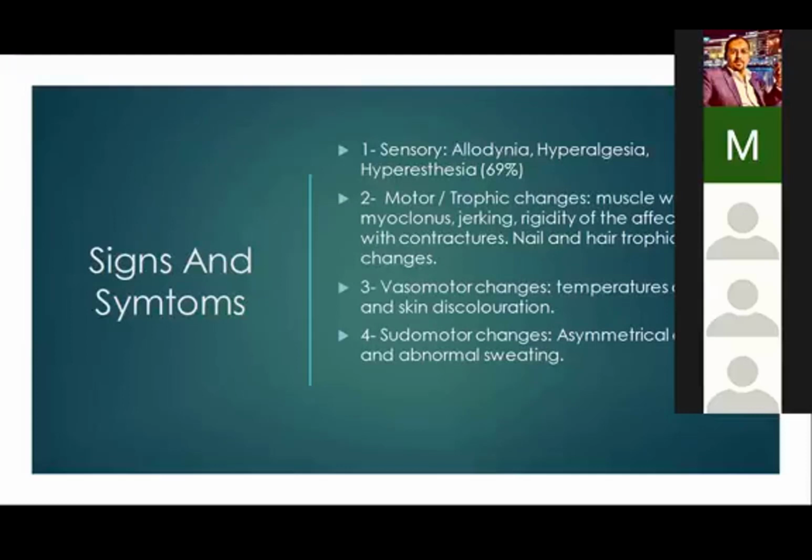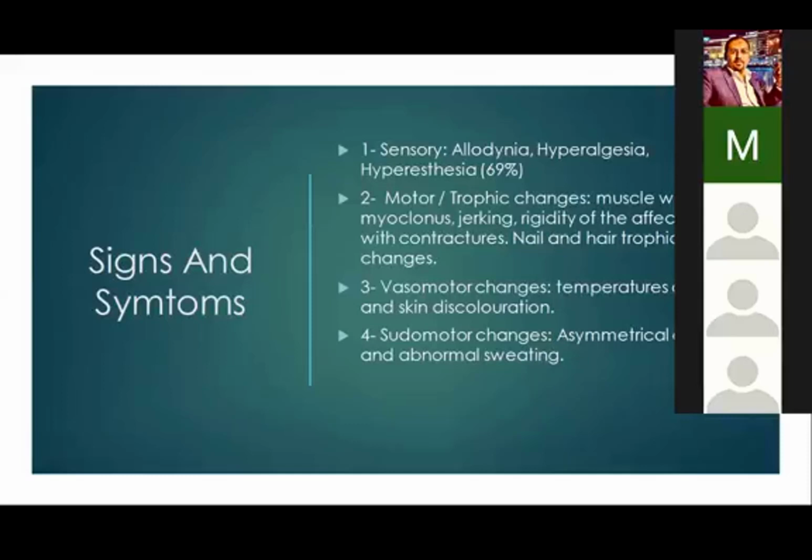Regarding the signs and symptoms that I have mentioned, there are actually 4 categories. Sensory, which includes allodynia. Allodynia means normal touch, which normally doesn't cause pain, will cause pain in CRPS syndrome. There is hyperalgesia as well, which is increased sensitivity to normal pinpricks, which are normally not very painful. And there is hyperaesthesia as well. All of these come into effect in 69% of the patients.